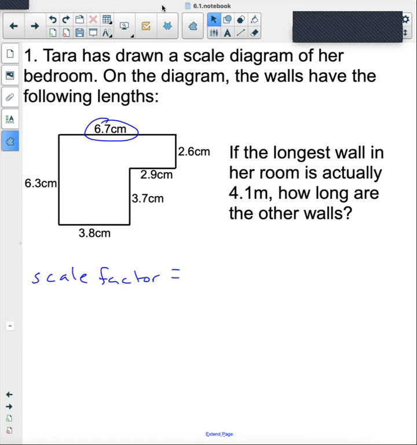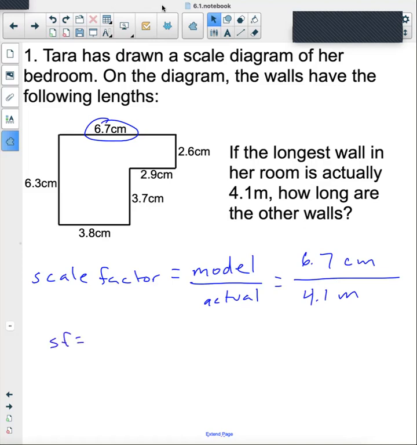So scale factor is equal to model over actual, because the scale diagram is a model. The longest wall in her room is actually 4.1 meters. So in the model, the longest wall is 6.7 centimeters, and the actual measurement is 4.1 meters. Let's just punch those into the calculator.